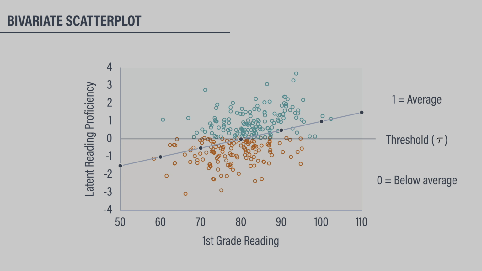Consistent with the previous graphs, students with average reading in 9th grade have latent scores above the threshold, and students who are below average in 9th grade have latent scores below the cut point. I color code the dots in the scatter plot to emphasize this point.